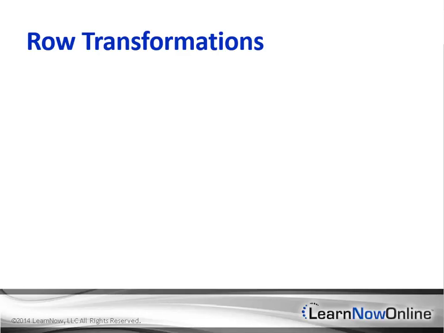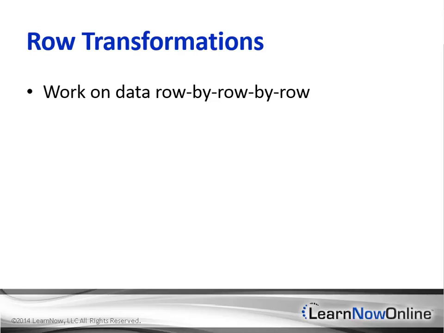The first category of transformations is row transformations. These row transformations work on data row by row by row by row. First one is character map. This applies string functions, such as case conversion, to character data in string type columns. Copy column creates new columns by copying input columns and adding new columns to the transformation output.